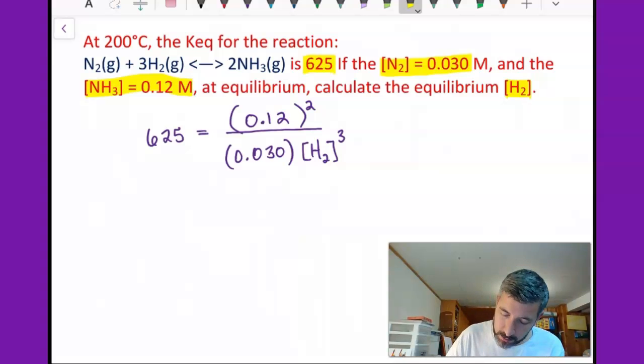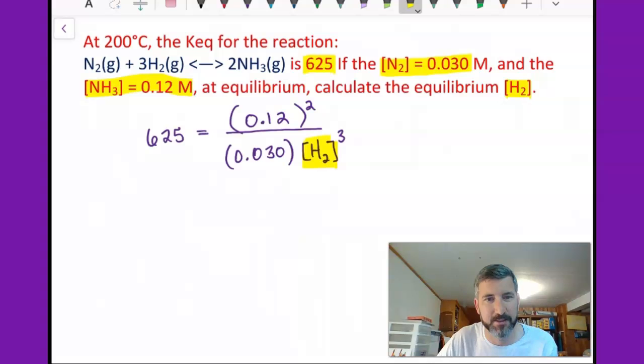Okay, so anyway, we're trying to solve for H2, and it is going to be cubed. So we'll deal with that probably last. What I want you to do right now is just go ahead and rearrange the equation to get H2 cubed by itself, and then we'll take the cube root of it to get the final answer. So go ahead and rearrange the equation to get H2 cubed by itself.